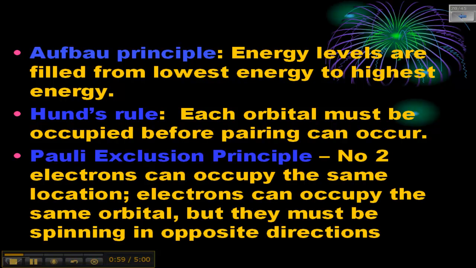And then the Pauli exclusion principle tells us that no two electrons can occupy the exact same location. They can be in the same energy level, in the same sublevel, in the same orbital, but then they have to be spinning in opposite directions. So we'll also look at that.